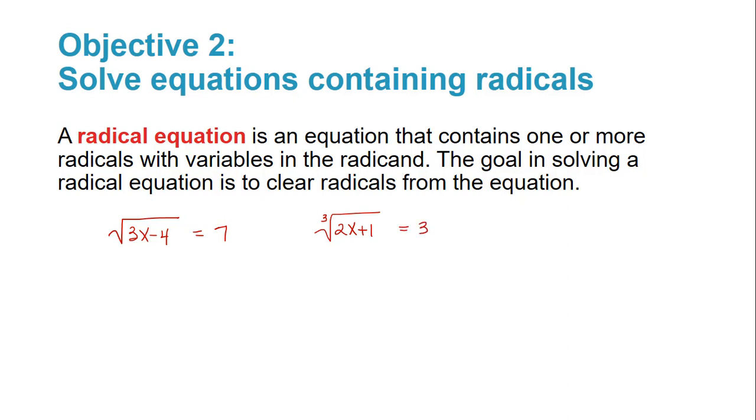So the radicand is the expression inside the radical. In the square root of 3x minus 4 equals 7, the radicand is the 3x minus 4. In the equation cube root of 2x plus 1 equals 3, the radicand is 2x plus 1.